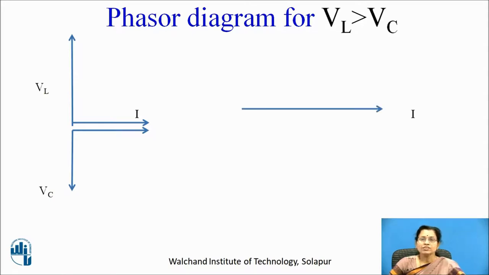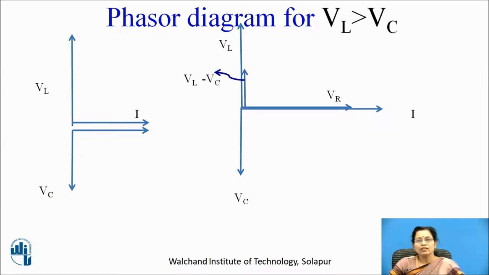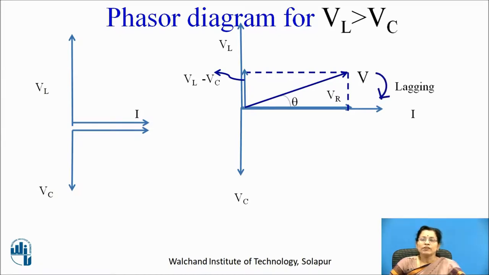For the second condition, VL greater than VC. So draw the current phasor first. VR is in phase with the current, VL leads the current by 90 degrees, and VC lags the current by 90 degrees. First we add VL and VC, so the resultant will be VL minus VC. By adding this VL minus VC to VR, we get the total voltage V, and theta is the angle between voltage and current; the current is lagging the voltage by theta degrees.